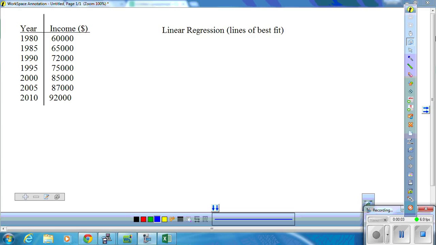All right, so this unit we're continuing on with our linear theme. We're learning about linear equations and linear functions and the relationships of linear things. And today we want to talk about linear regression or lines of best fit. You'll hear it called that a lot. You'll also hear it referred to as a trend line. That's another thing that you might hear it referred to as.